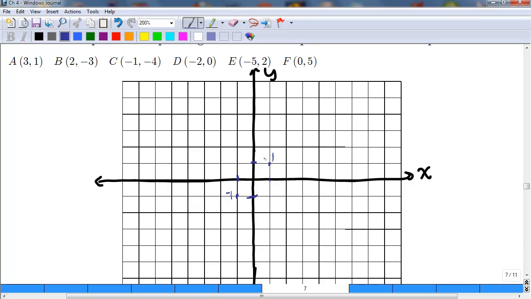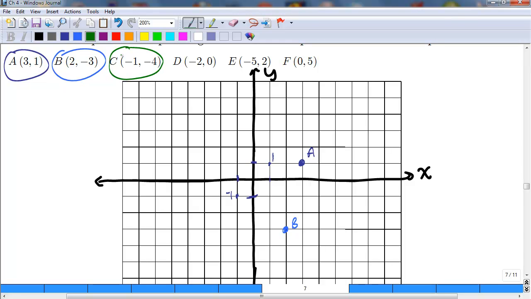So if we go through and plot some of these, if we wanted to plot, for instance, the point A, which was 3, 1, then again, these are x, y coordinates, so we would go right 3, 1, 2, 3, and up 1, and this would be our point A. Next, if we wanted to plot B, we would go to the right 2, and then since it's -3, we would go down 1, 2, 3, and we would label that as B.